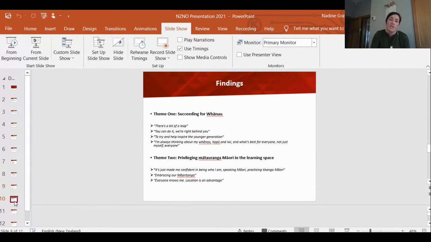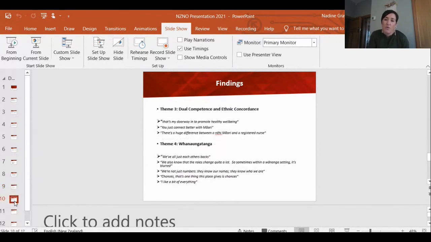Theme 3 was dual competency and ethnic concordance. This theme was about strengthening Māori identity throughout the 3-year undergraduate program. There was a consistent theme across everything they discussed, related to the academic outcome of that. Strengthening of identity is an academic outcome. The cultural capital that these Māori students bring with them into the educational environment is ultimately strengthened as graduates and then into the workforce as they complete.